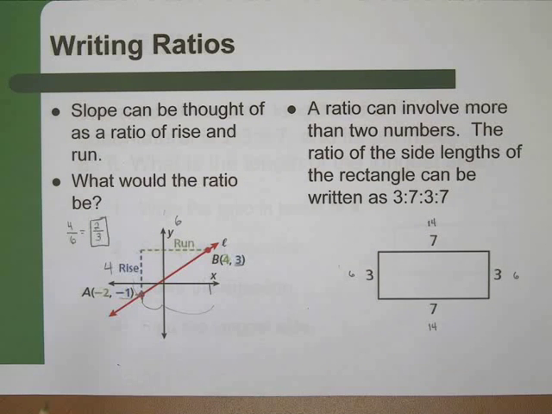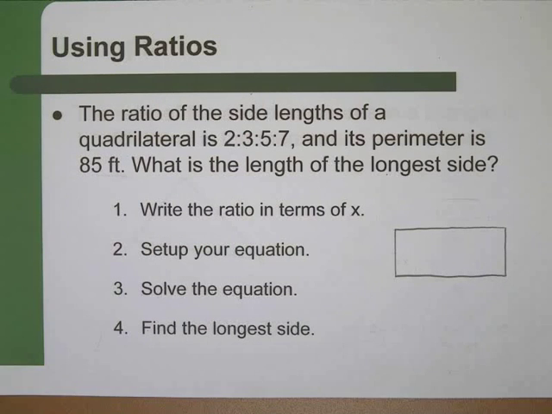And there are going to be times whenever we don't know the reduced form, and so we're going to write things in a different way in order to help us solve problems. You're going to see that in the next example. But that would be an example of what it might look like to have a rectangle with side length ratios of 3 to 7 to 3 to 7. So, let's go solve a problem.